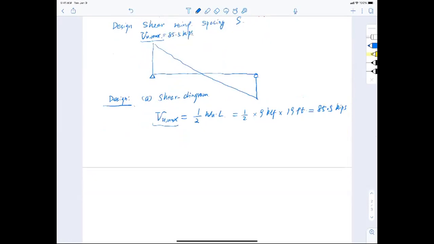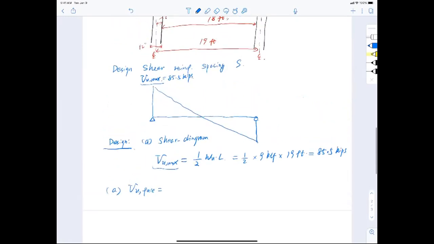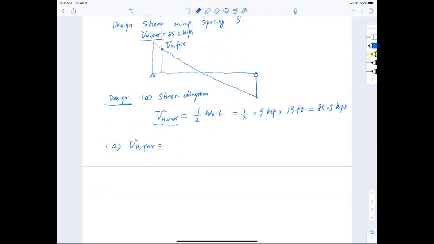Okay. And after that, this is my VU max. How about VU face? That is, if I'm trying to find out the shear force right here at the support, a face of the support, I need to find out this value here, VU face, right? So what is VU face? VU face is just a linear equation, right?